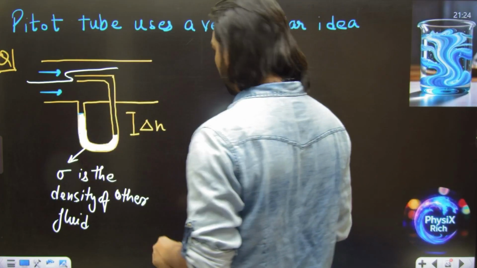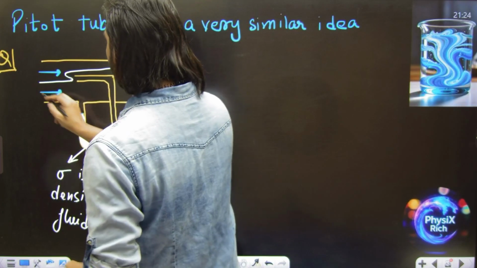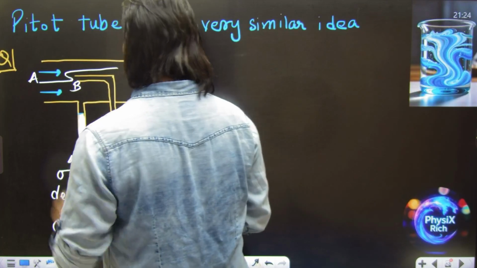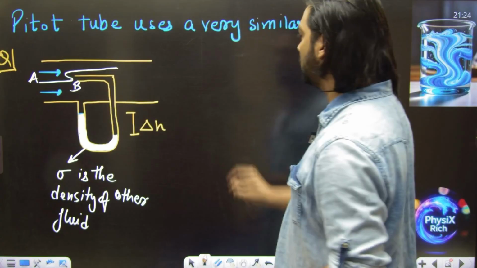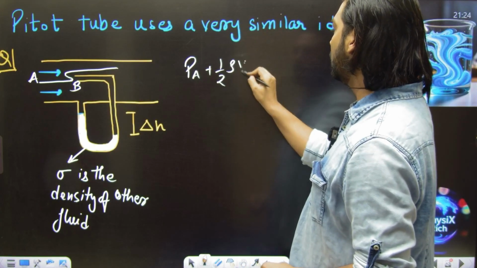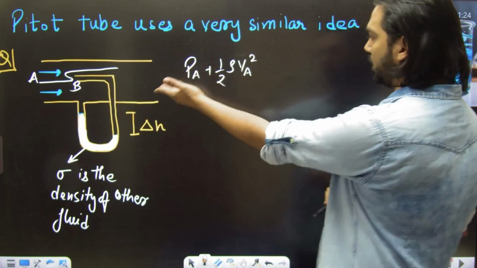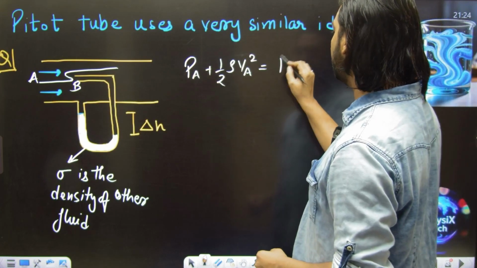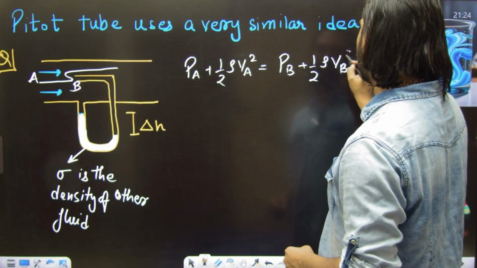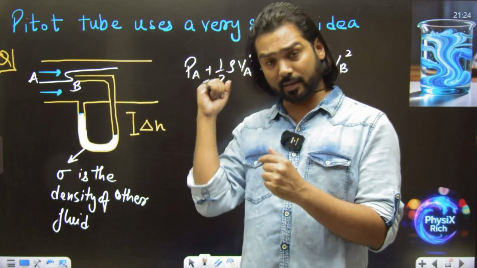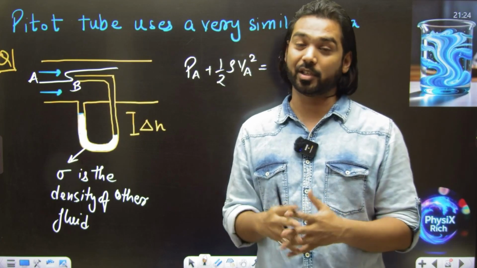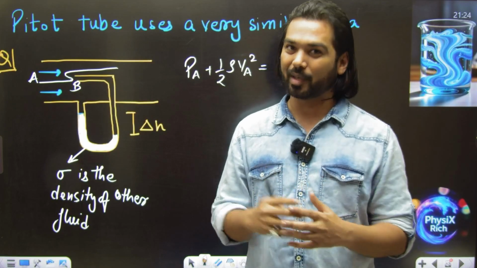So guys, what will we do? We will take a point over here, A, and take another point over here, B. And at A and B, you can apply Bernoulli's theorem. You can say that pressure at A plus half rho velocity at A square. Well, this is the standard method of applying Bernoulli's equation. Pressure at B plus half rho VB square. And again, guys, I would say that if you do not know that this is how Bernoulli's equation is written, head towards the theory lectures. You will definitely find it very easy to understand this.